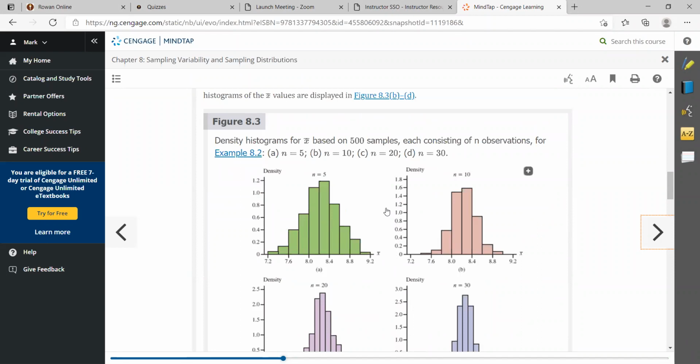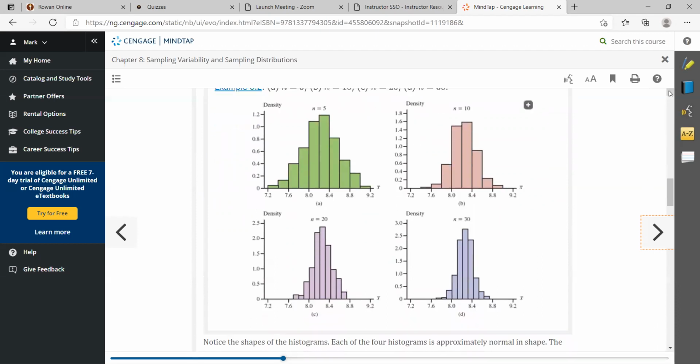If we're looking at a sampling distribution, let's say we have 500 samples, they would all have the same sample size. So for example, sample size 5, that means all 500 samples would have sample size 5. That would be A here, this histogram here. Or we could have 500 samples, each one having a sample size of 10, or 20, or 30. So now let's see a little better.